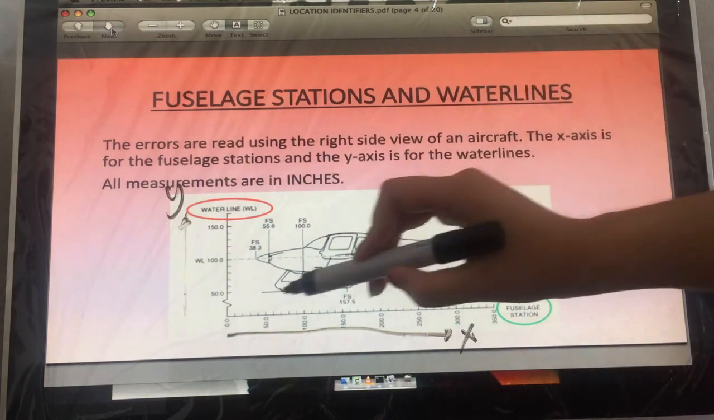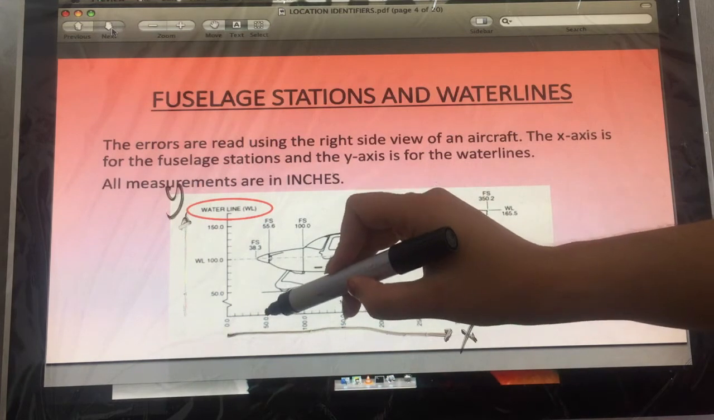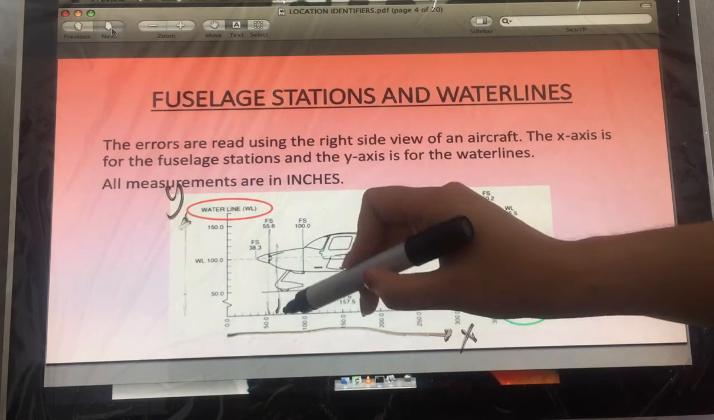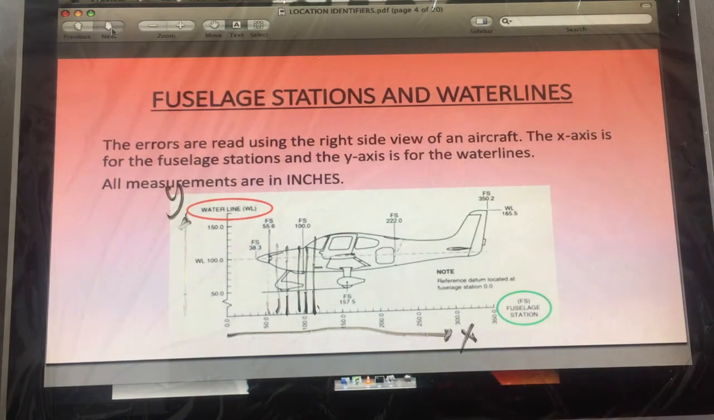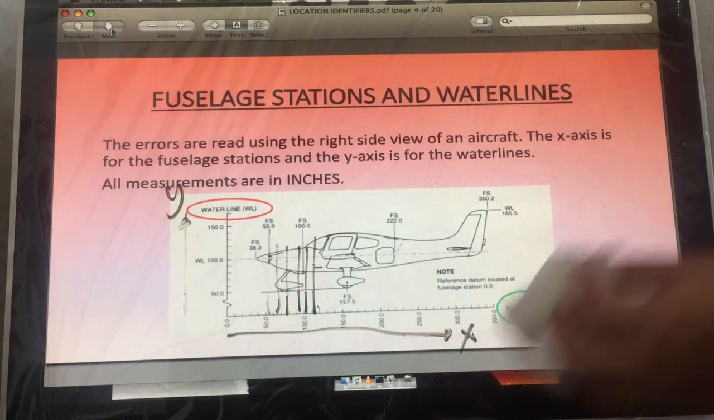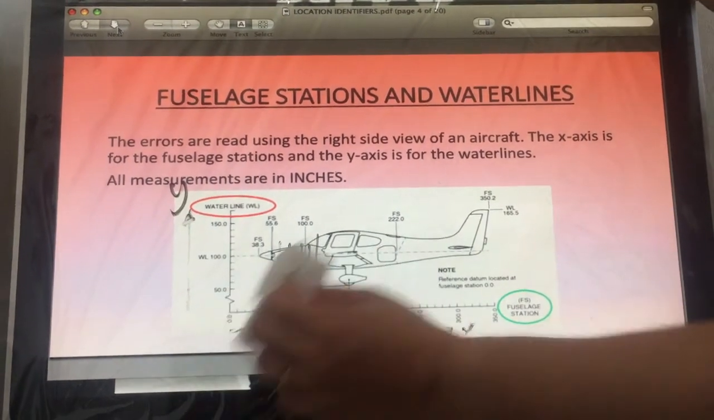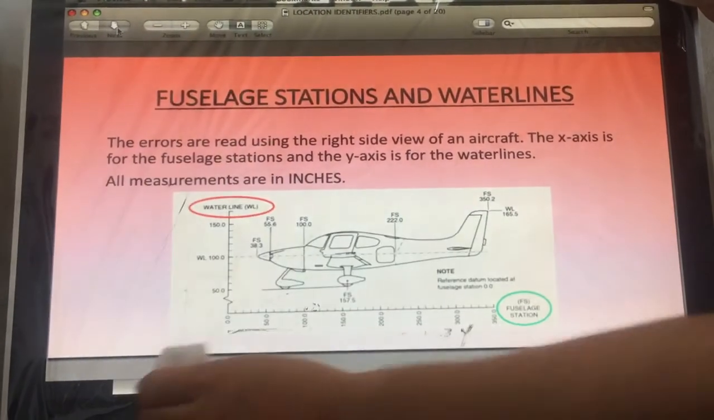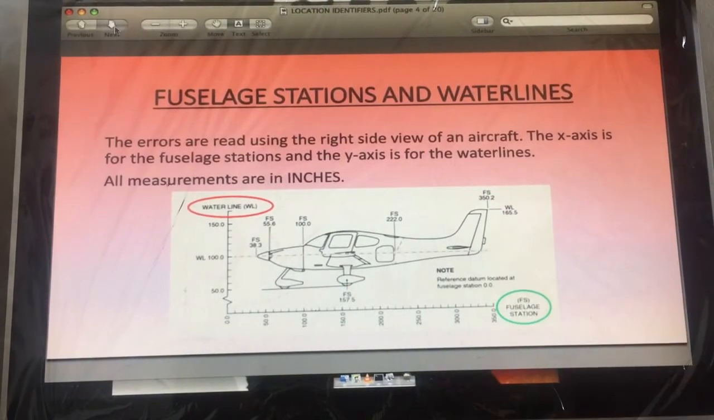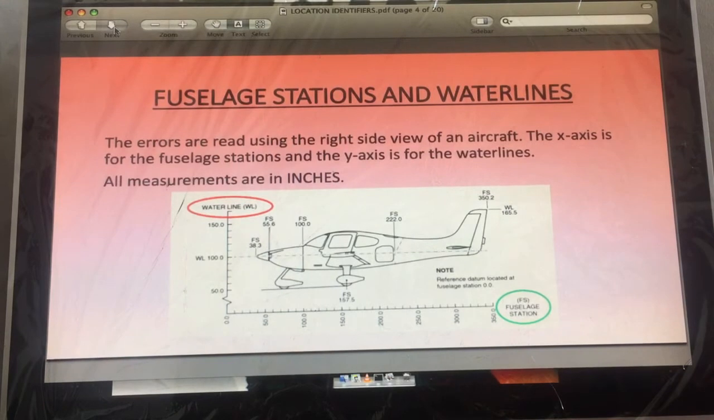If you can see, these lines are by 10, so they are by inches. 10 inches per line. Again, the fuselage stations and water lines go together in one view, which is the right side view of the aircraft. This is the figure that we're going to use.